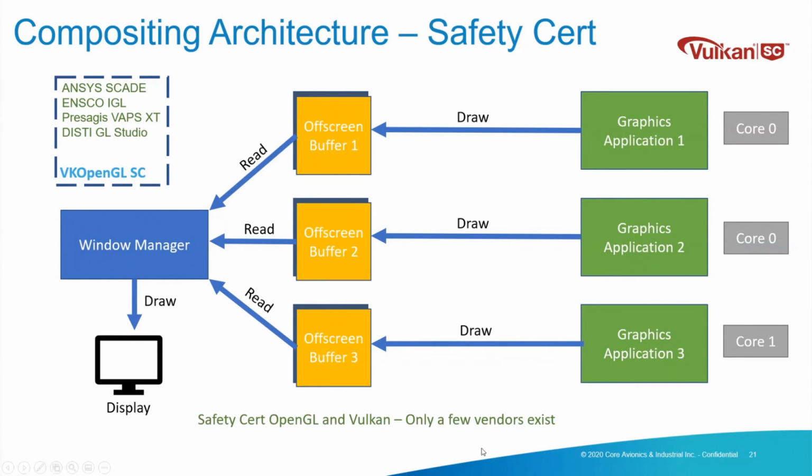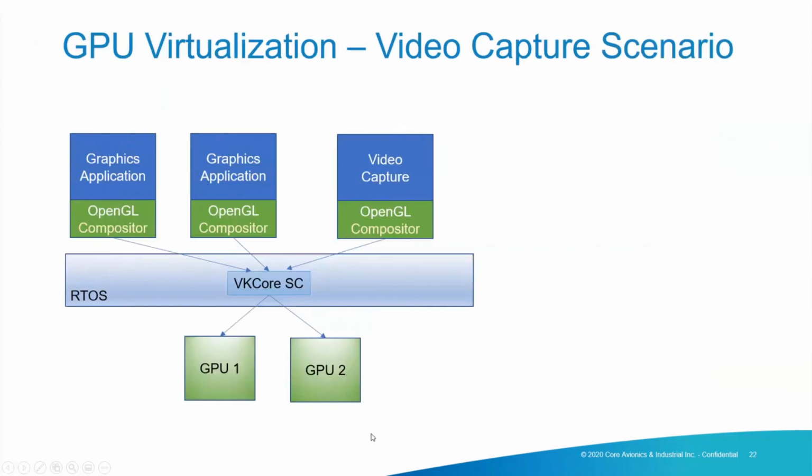Of course, there are only a few vendors that exist for OpenGL and Vulkan at safety cert. So this is another interesting requirement from some customers that I've seen already, and it's GPU virtualization again. It could be one GPU, it could be two GPUs. It might be different graphic applications using only one GPU or using both GPUs. So we can see VK Core SC in there with a real-time safety cert RTOS. Then we have a video capture module with OpenGL and the compositor, just like the other applications.